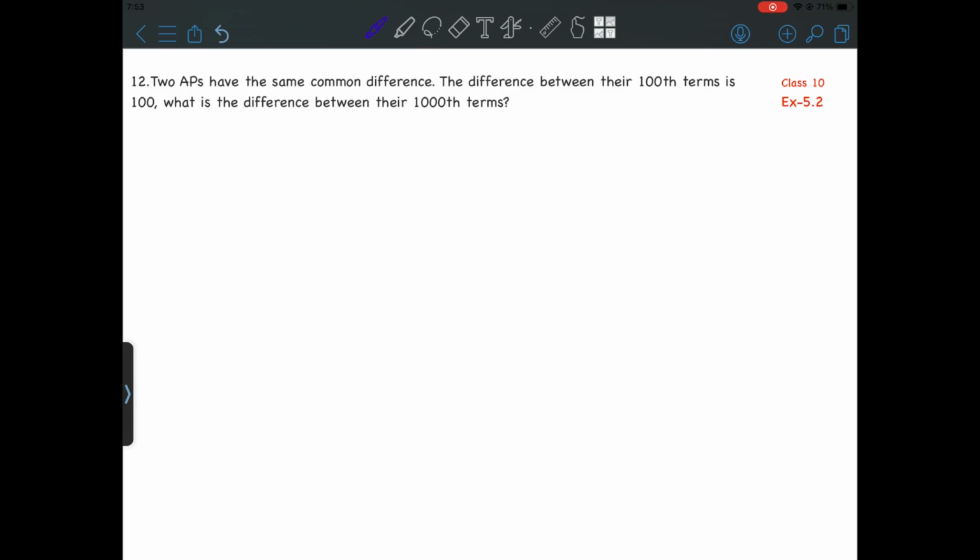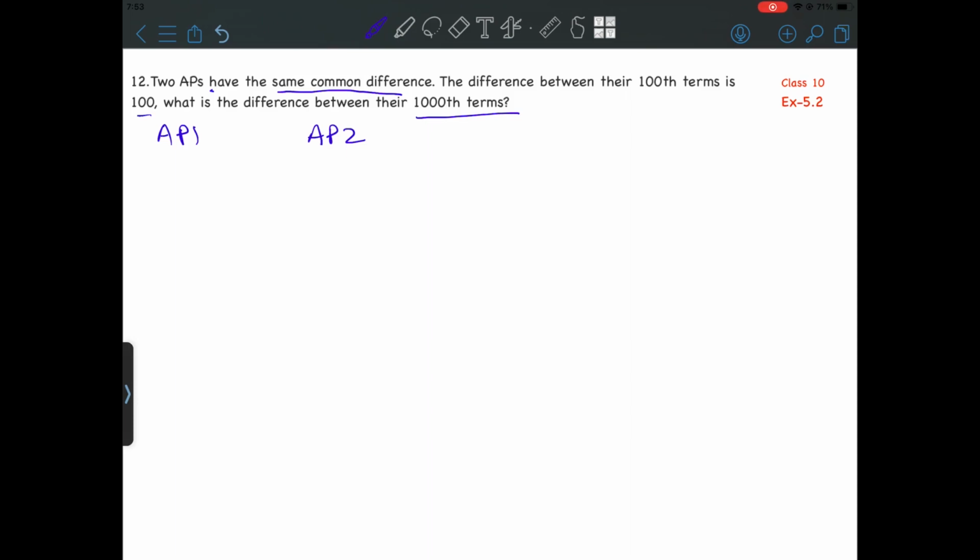Question number 12. It says two APs have the same common difference. The difference between their 100th term is 100, and what is the difference between their 1000th term? So what are we given? We are given that there are two APs. Let's say we have two APs, AP1 and AP2, and they have the same common difference, but they haven't told whether their first term is the same or not. So we will assume that their first term is not the same.